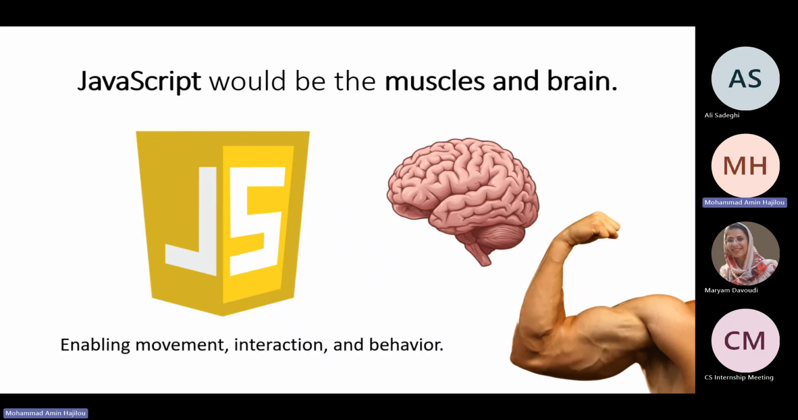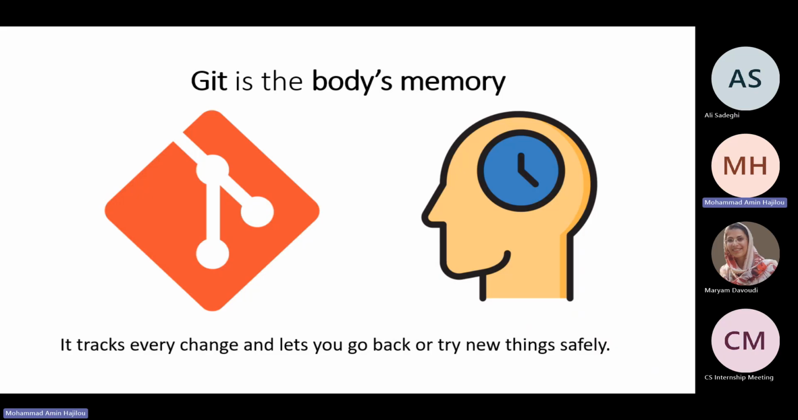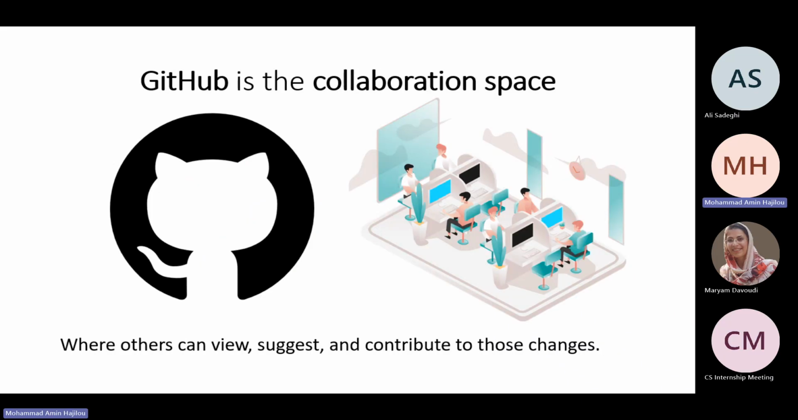And how about Git and GitHub? How can we explain that for a human? Git is the body's memory, the memories of a human. It tracks every change and lets you go back or try new things safely. For example, you have a project, you update that project multiple times and you want to access the previous versions. Git makes this easier. GitHub is a collaboration space where others can view, suggest, and contribute to those changes. For example, a workspace. With your coworkers, you can work on the same project at the same time together.